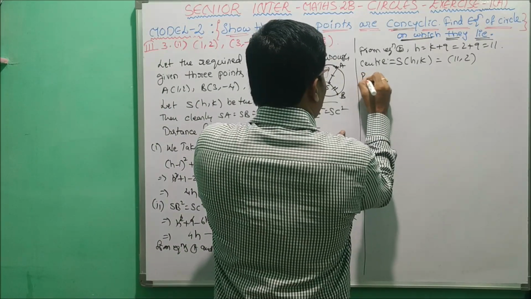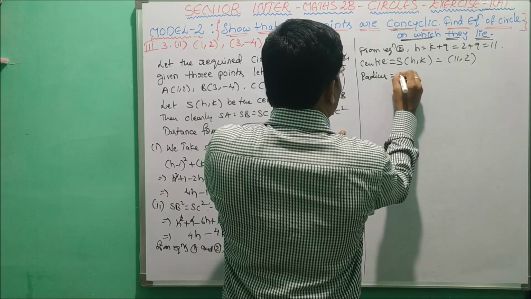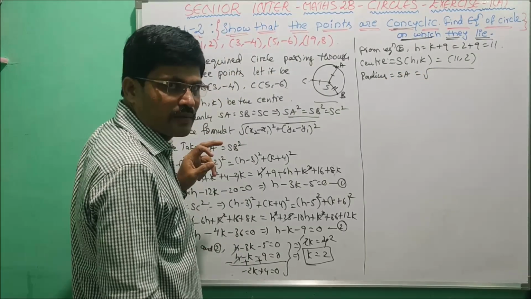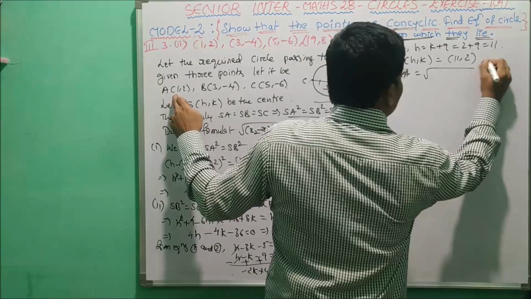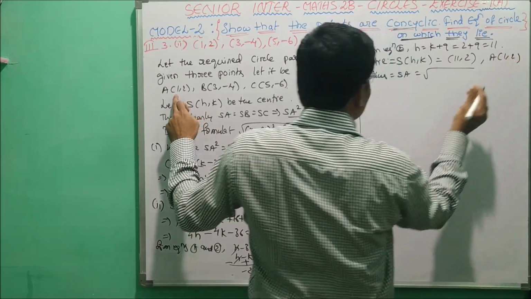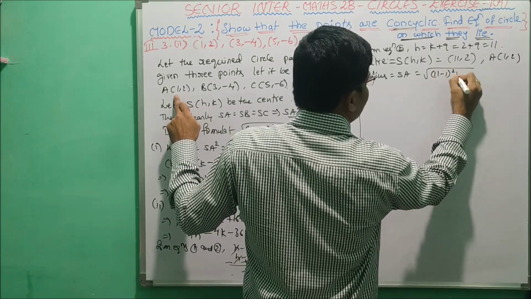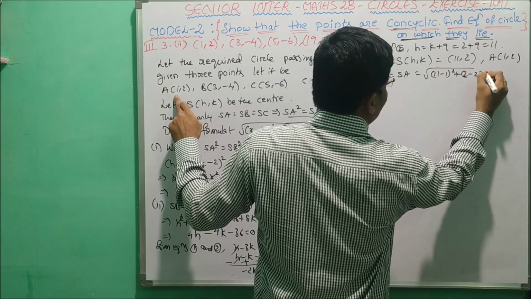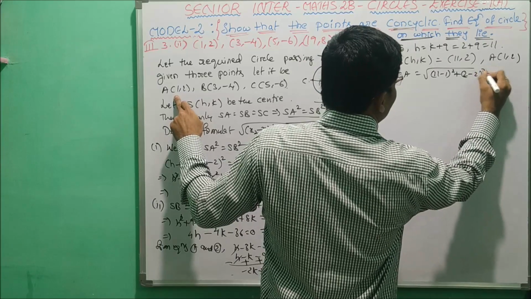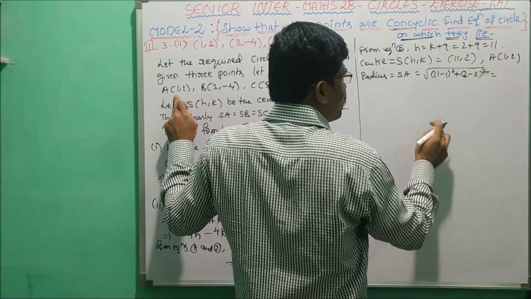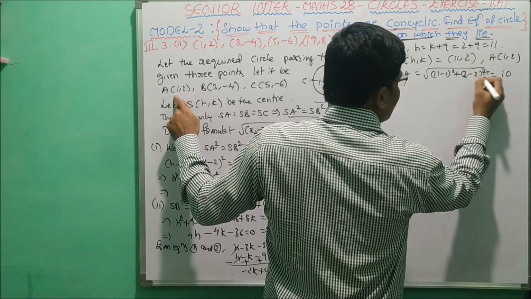Here to find the radius. Radius equals, we take SA, square root of, the point A is (1, 2). Using these 2 points to find SA: (11 minus 1) whole square plus (2 minus 2) whole square. In that, 11 minus 1 whole square means 10 square. So the square root cancels, that is 10. Here 2 minus 2 is 0.